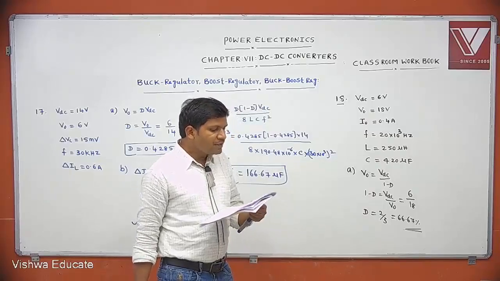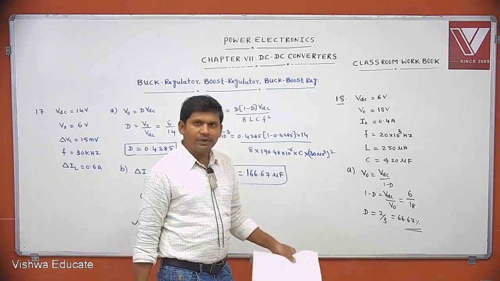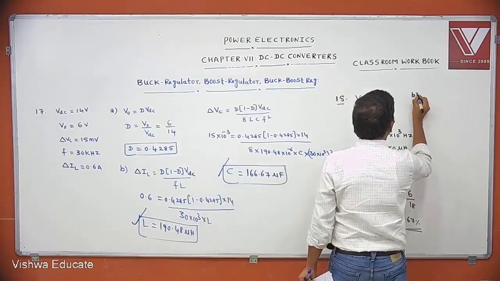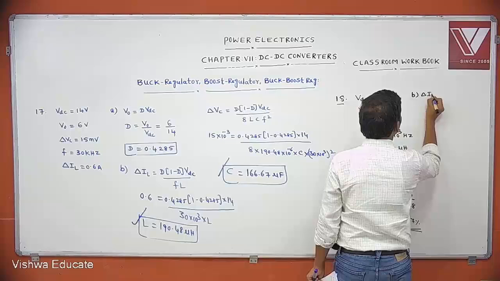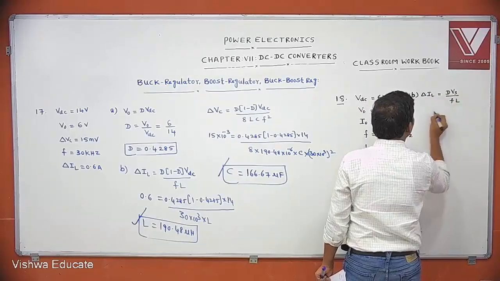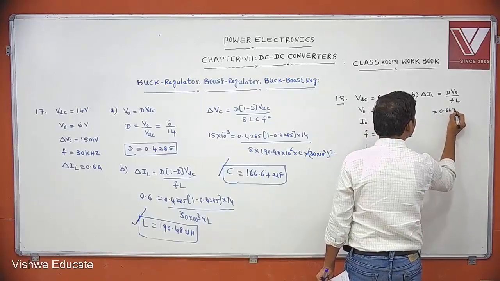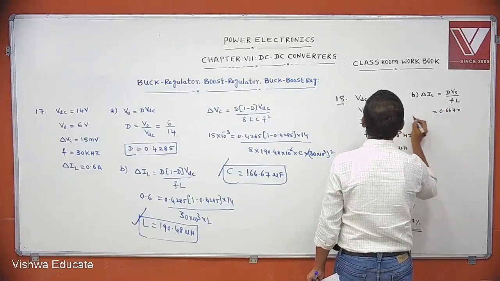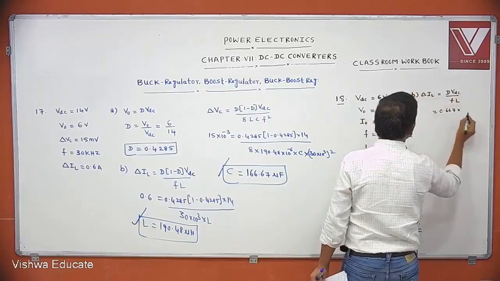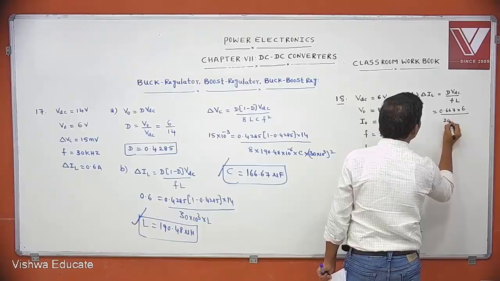For the second one, you are asked to calculate the peak to peak ripple current of the inductor. Can you tell me what the formula for delta IL in a boost converter is? dVs by FL. Then what is the duty cycle? 0.667, into Vs. Vs is nothing but VDC. VDC, how much? 6 volts. Switching frequency 20 kilohertz.